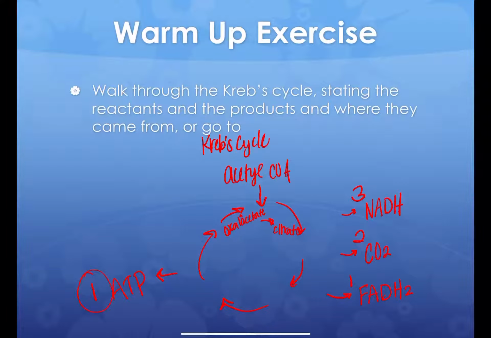So remember, we only have 1 here. We had 2 in glycolysis. We actually have 2 here because this happens 2 times per glucose. So 4 ATPs thus far before we get started.